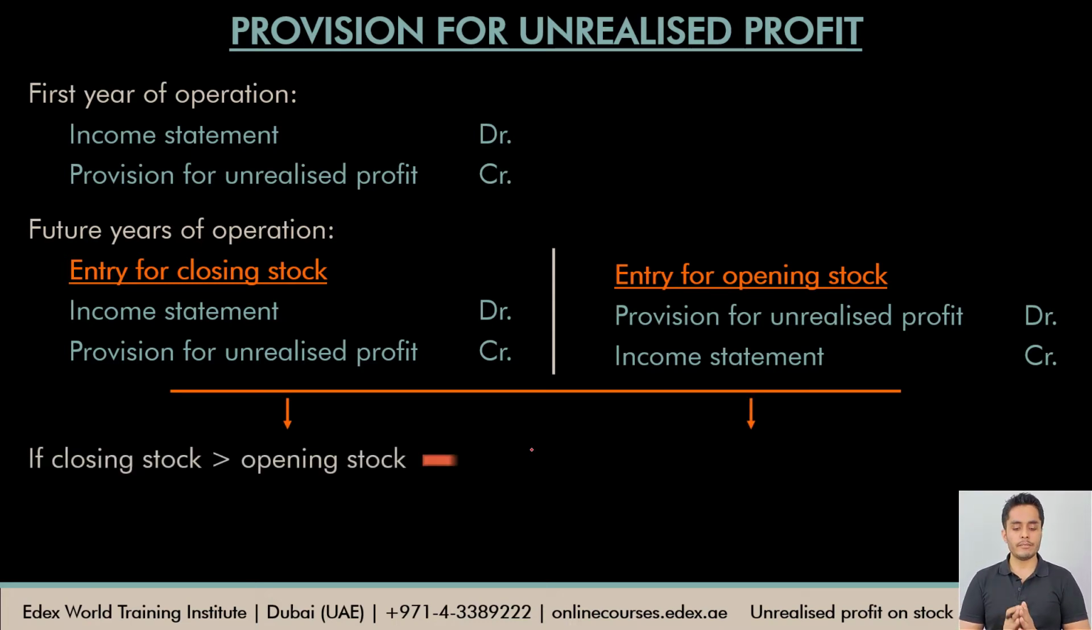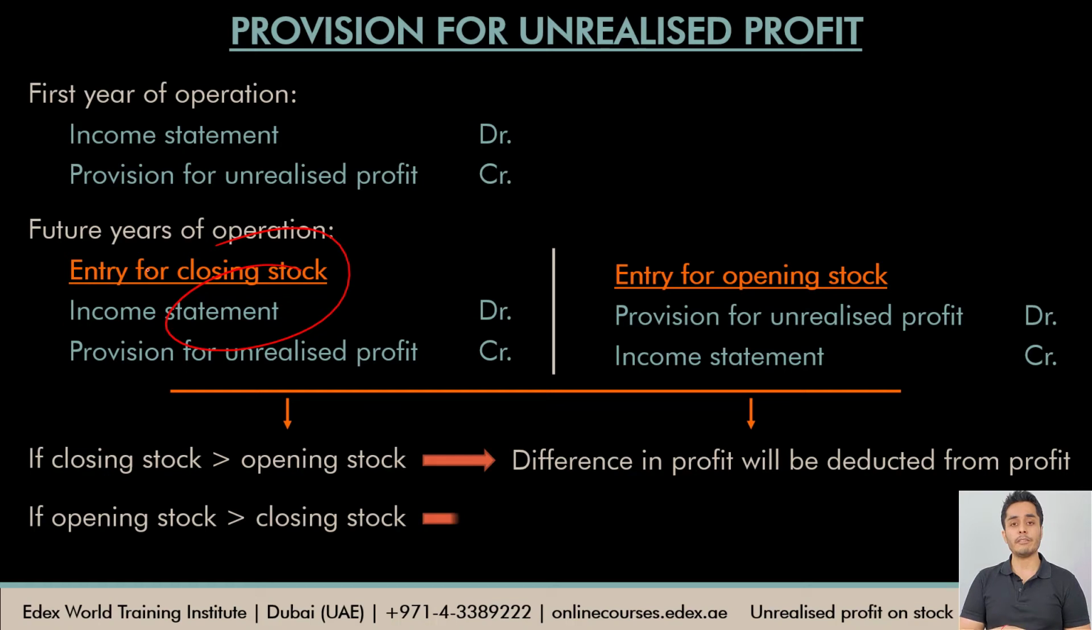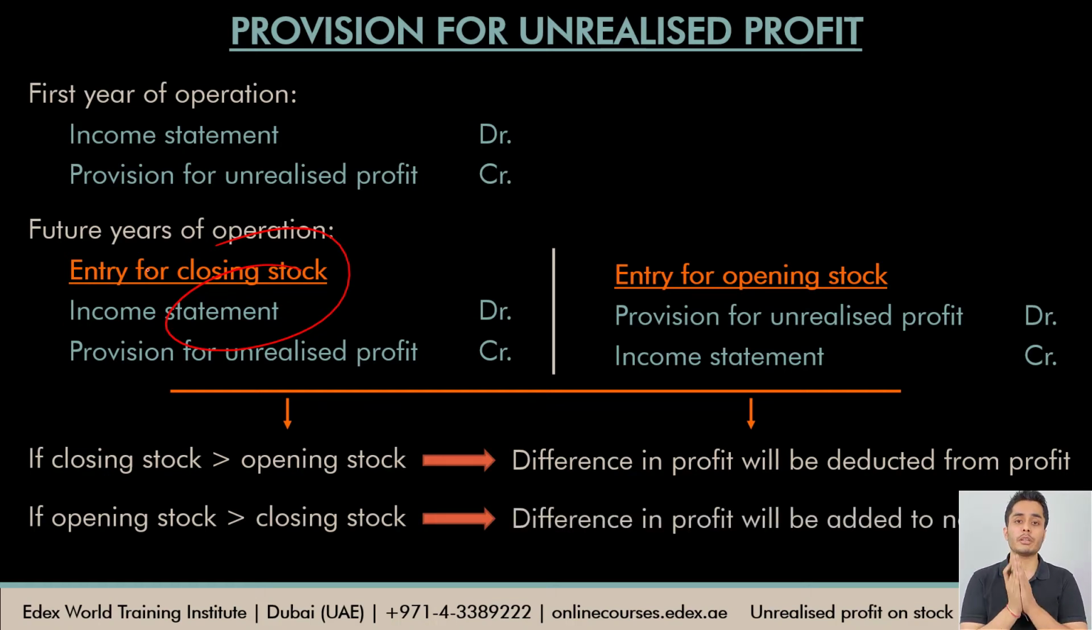See, if the closing inventory is greater than the opening inventory, in other words, the profit on closing inventory is greater than the profit on opening inventory, for the difference of the profit that is included in closing and opening inventory, we can directly use the first entry, income statement debit, provision for unrealized profit credit, and that difference in profit will directly be charged as an expense in the income statement. But if opening inventory is greater than closing inventory, or the profit included in opening inventory is greater than closing inventory, we can use the second entry to record the difference in that profit and directly record the net amount as an income and add it back to the profit.